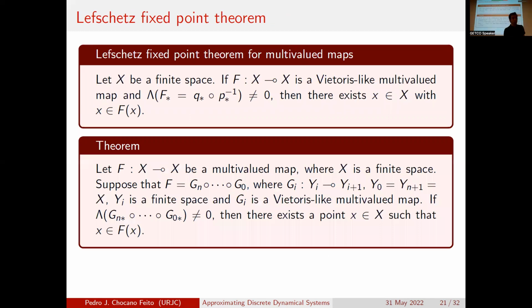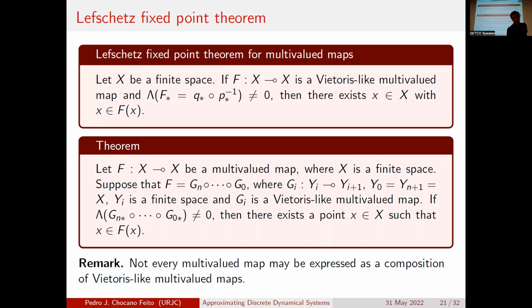And we can generalize this theorem a little bit. Perhaps I can start with a multivalued map which is not a vectorized-like multivalued map, but if I'm able to express it as a composition of vectorized-like multivalued maps, then I can obtain the same result. So this number again will be well defined, and if it is non-zero, I have a fixed point. But unfortunately, not every multivalued map might be expressed as this composition. It would be really nice if it were true, but it's not true.